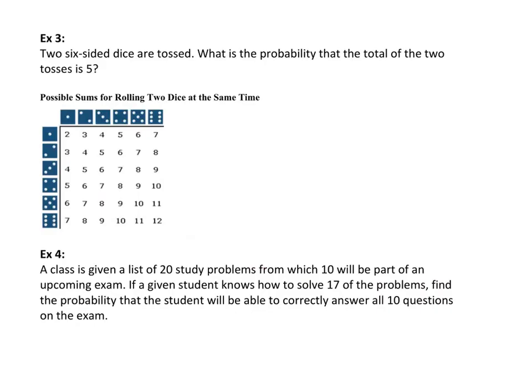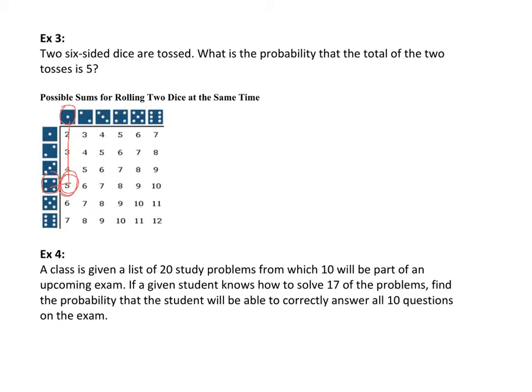Example 3, 2 6-sided dice are tossed. What is the probability that the total of the 2 tosses is 5? Alright, now here we're looking at this chart here that shows the possible sums of rolling 2 dice at the same time. Alright, so for example, here I roll a 1 for the first die, I roll a 4 for the second die, and together they add up to 5. Alright, that's how you read this chart.